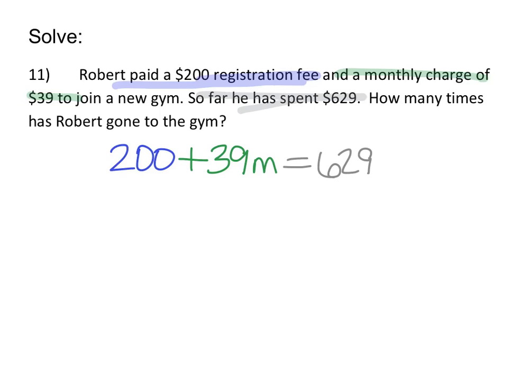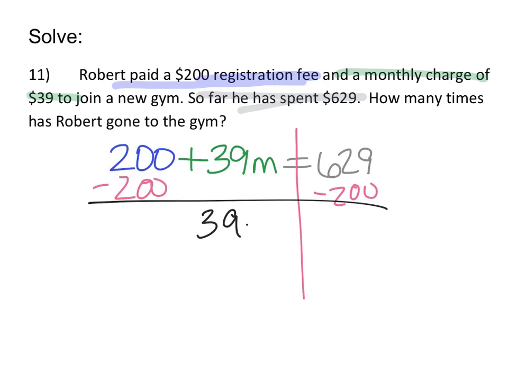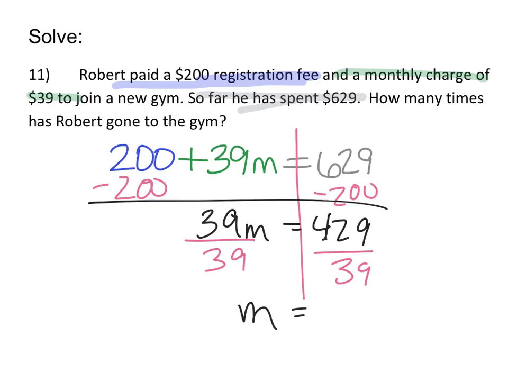So from here we have our equation. We're going to solve using the inverse operations. So we subtract the 200 from both sides. And then our next step is going to be to divide everything by that 39, which gives us m equals 11. He's been in the gym for 11 months.